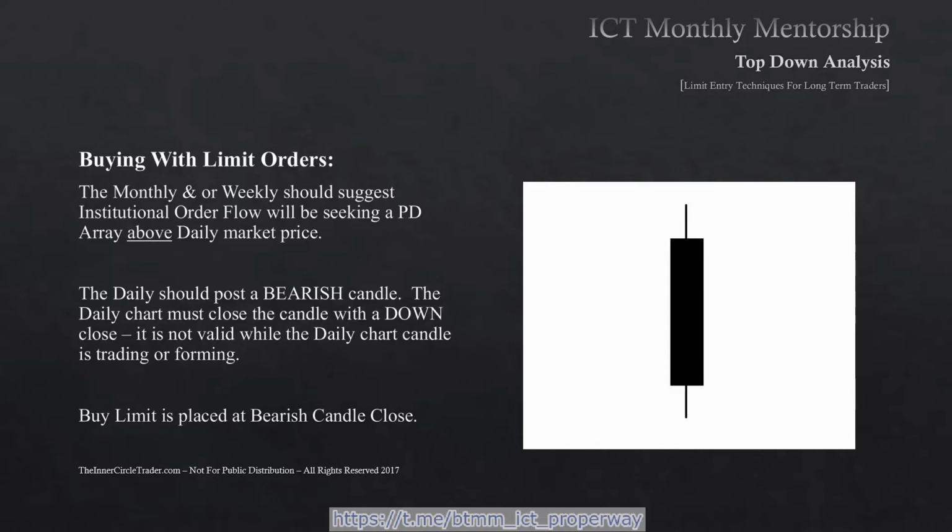And the buy limit is going to be placed at the bearish candle's close. This is a daily candle, so we're looking at the daily high, the daily low, the daily open, and the daily close. We're going to be looking to enter a buy limit order at the close of the daily candle that's a down close while the market is bullish and we're expecting a higher price move in the asset class we're trading.